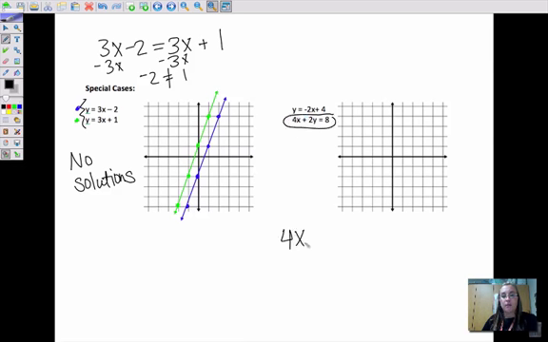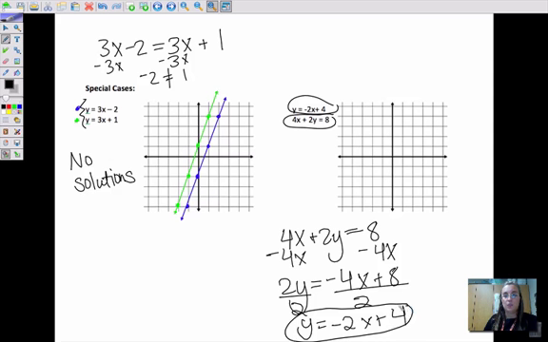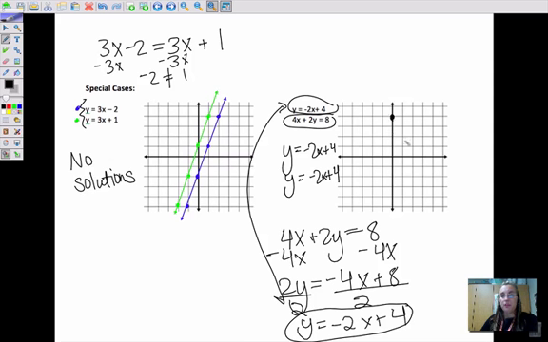Now if I look at this one, it's given to me in this weird form again. It's called standard form. And I'm going to solve it for y to help me graph. And as I'm solving it, what I notice is it becomes the same exact equation as before. They become the same thing. That becomes y equals negative 2x plus 4 and y equals negative 2x plus 4. So when I graph them, there's no way to graph them other than on top of each other. They're the same graph.